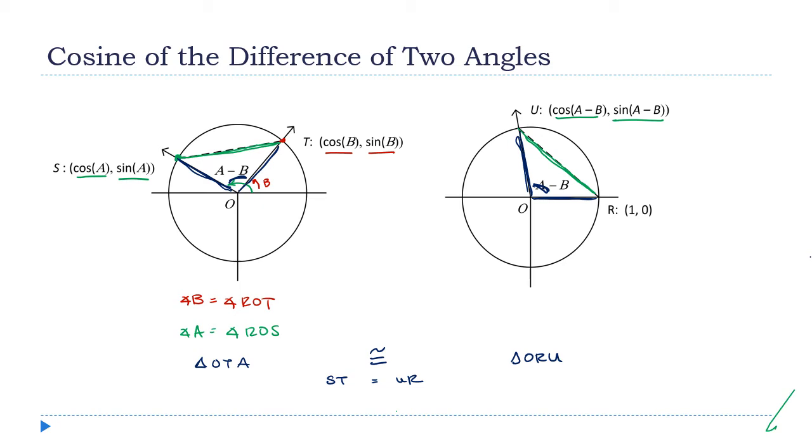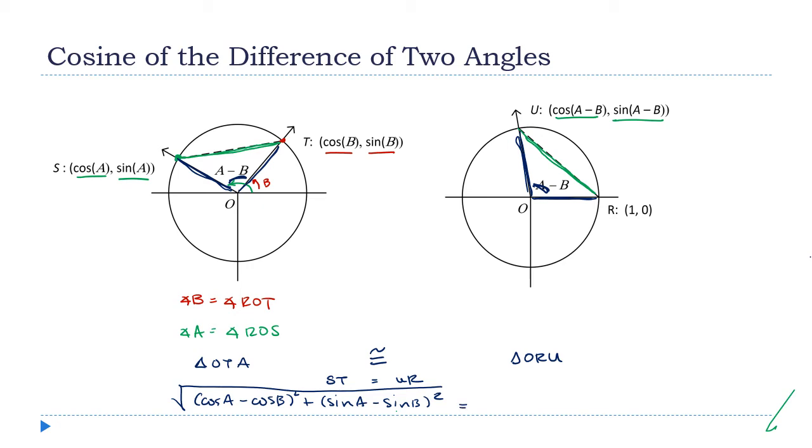The distance formula says that length is the difference of the x coordinates, that's cosine A minus cosine B squared, plus the difference of the y coordinates, that's sine A minus sine B squared, and it's the square root of that whole thing. Okay, now I'm going to do the same thing on the right side.